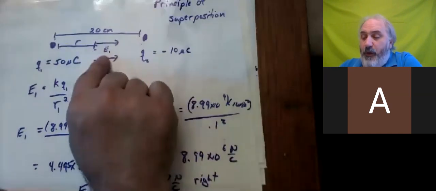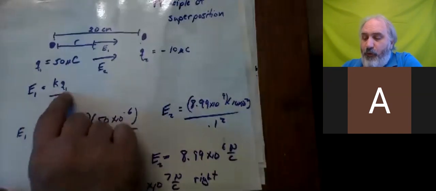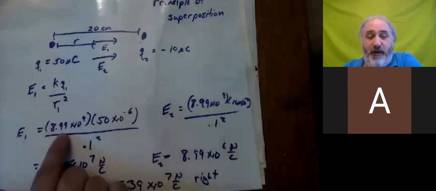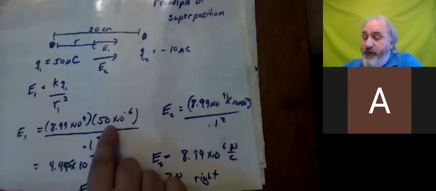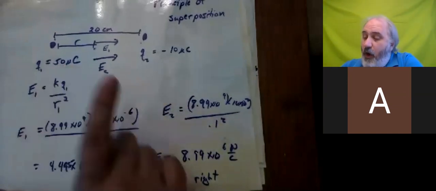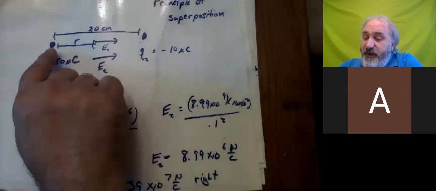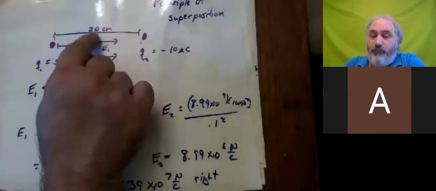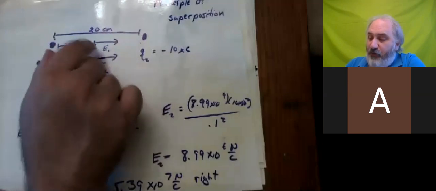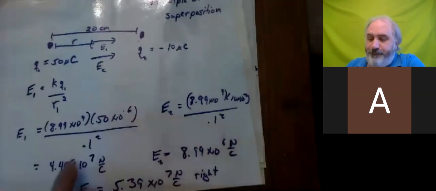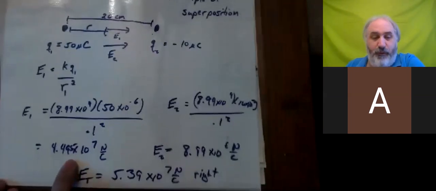How big is E1? Well, I do K Q1 over R1 squared. K is 8.99 times 10 to the 9th. Q1 is 50 microcoulomb, so 50 times 10 to the minus 6. And R1 is going to be the distance from here to here, which is not the entire 0.2 or 20 centimeters. It's half of that, so 0.1 squared. So you crunch all those numbers, and that's what I get for E1.